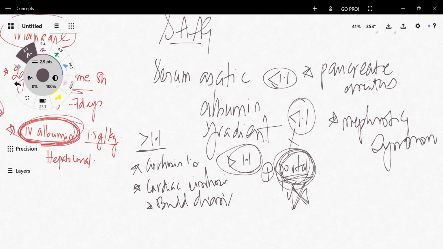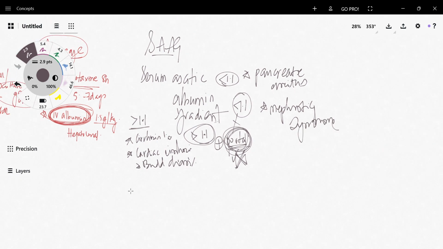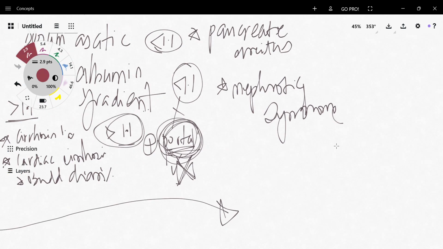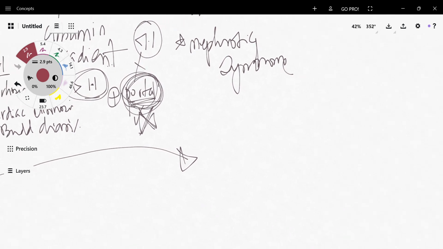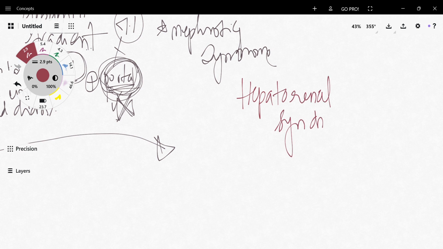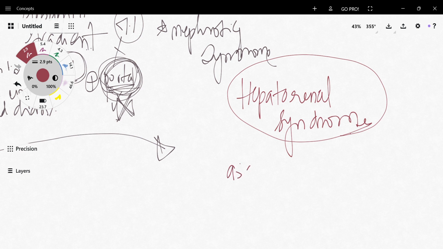Now, let's talk a little bit about why we want to give IV albumin. Okay, we are going to talk a little bit about a very challenging complication of SBP, which is what we call hepatorenal syndrome, right? Now, the pathogenesis of this is that, let's say that there is ascites and portal hypertension and splanchnic vasodilation.